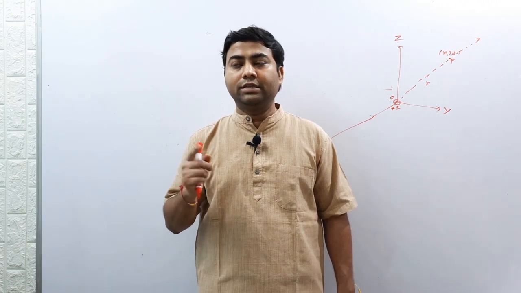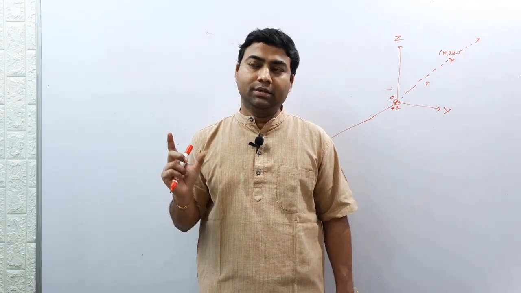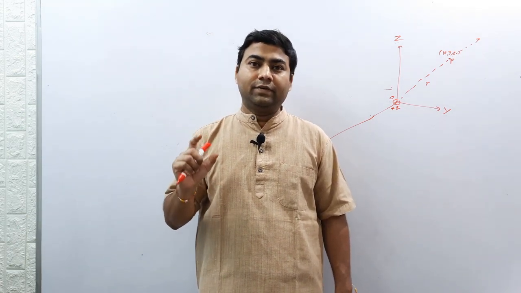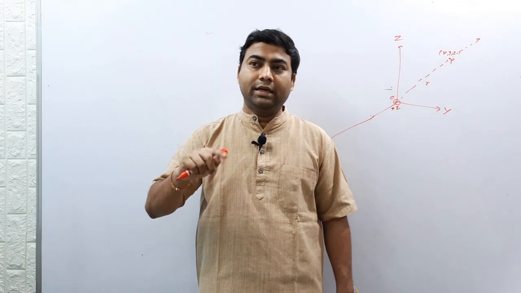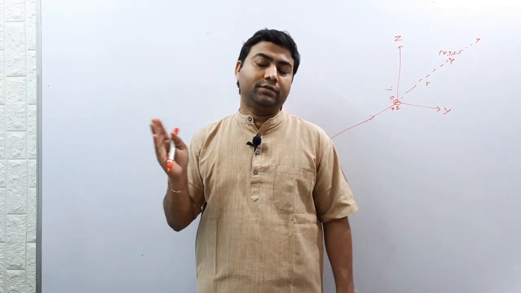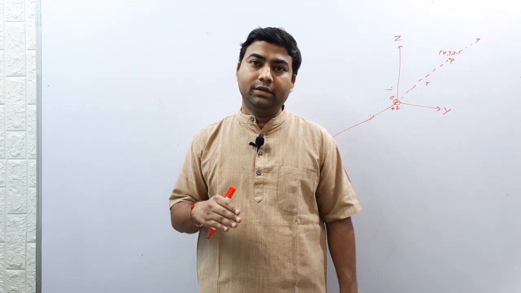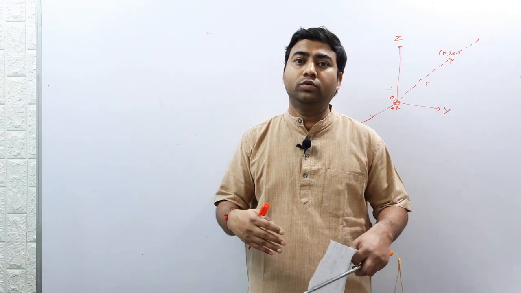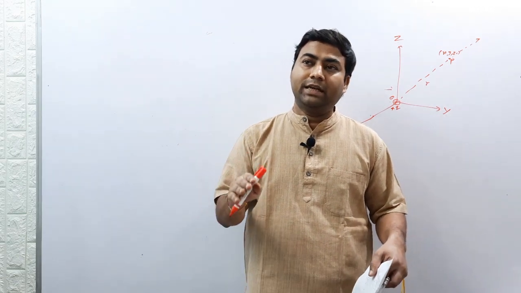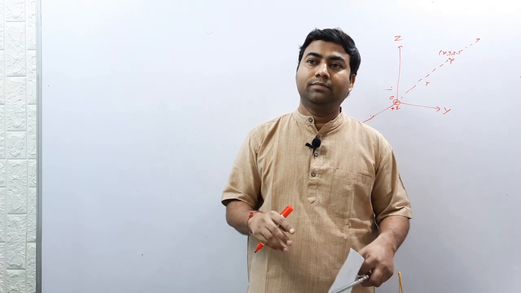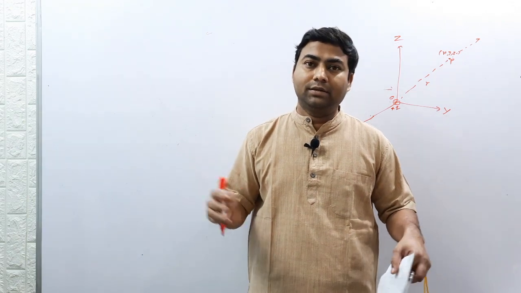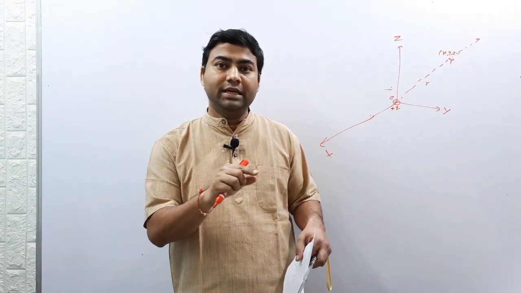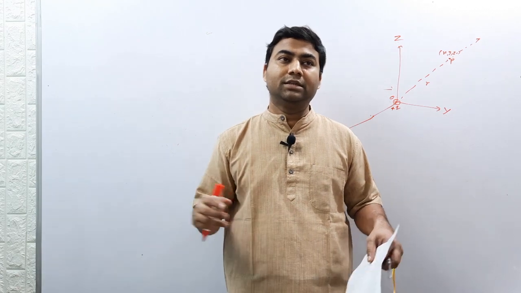Curl is the tendency of the vector field to rotate, simply. If curl is 0, then the field is called irrotational. If there is a finite value of curl of a field, then it is a rotational field. Similarly, divergence is a property of a vector field to diverge. If divergence at a point is positive, it means the field is diverging, expanding, and if divergence at a point is negative, that means the field is collapsing.